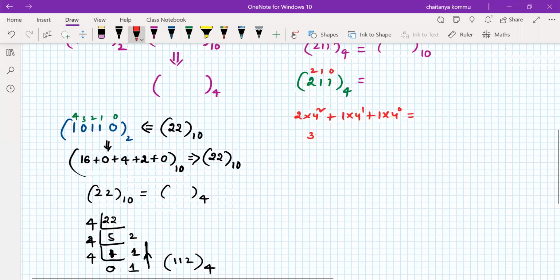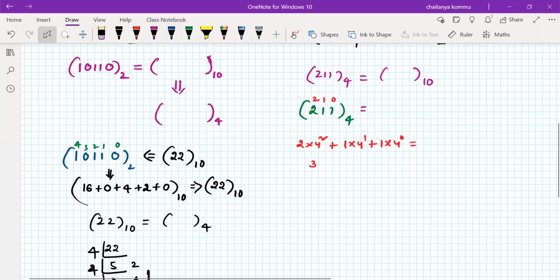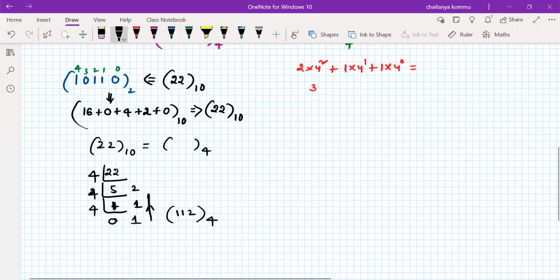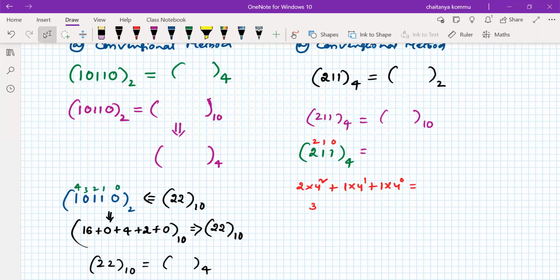Somewhere we made a mistake here. 7 plus 4 plus 1 is equal to 22, and 22 is right. So that's wrong. This is actually 112, right? So that's it. This is 112, what I have written here.